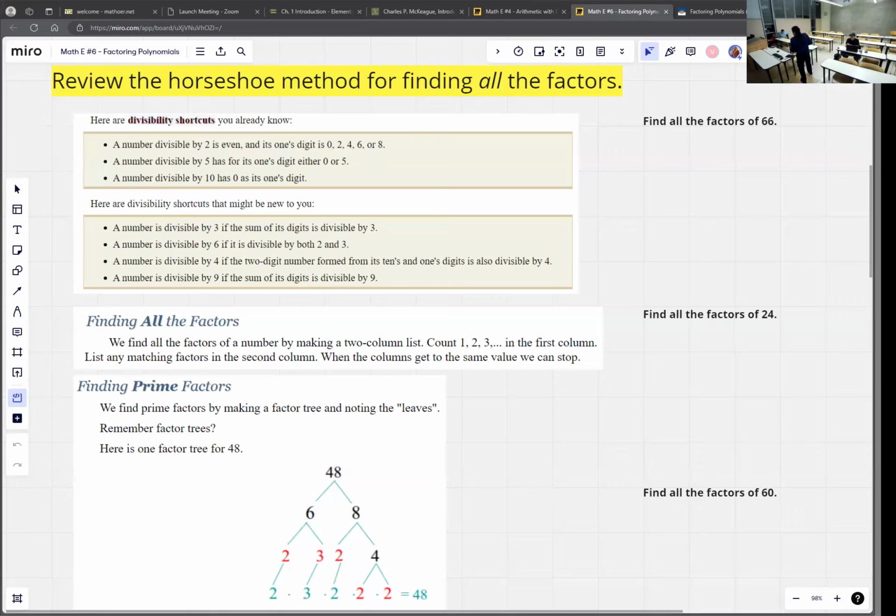So welcome to Thursday of week 6. We did a little review before hitting record. And now we're going to talk about finding all the factors of a number, because that will be useful to us in just a moment.